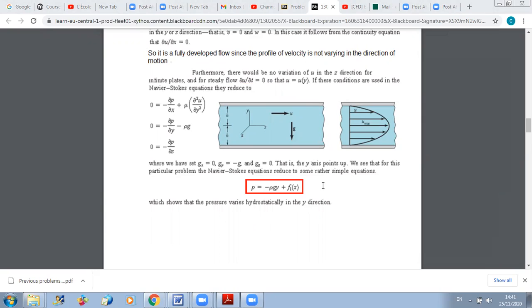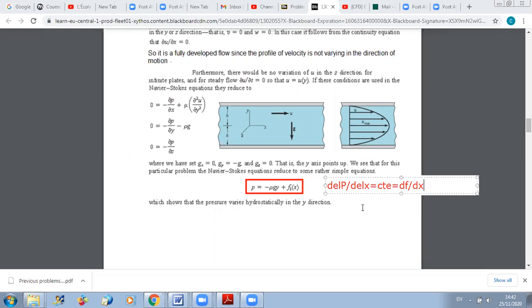Plus, we demonstrated together that del P by del X is a constant. Okay? And if you derive this equation with respect to X, what do you get? Minus rho gy is independent of X, because when you derive with respect to X, you consider that Y is a parameter, that is a constant. So this term, when you derive with respect to X, will cancel out. You will only have the derivative of F with respect to X. So you can say that del P by del X is equal to a constant, equal to the derivative of the function F with respect to X.